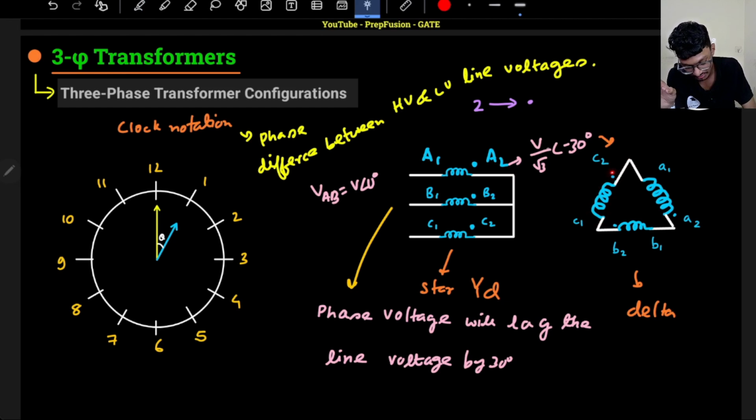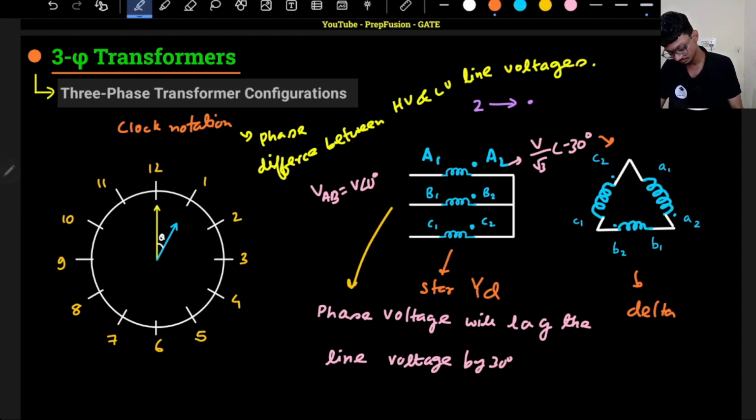So here the phase is again V by root 3 at minus 30, and the line voltage is again V by root 3 at minus 30. So what can I comment? Here the line voltage is V by root 3 at minus 30. There is a turns ratio, I'm ignoring it, I just want to focus on the phase difference right now. So what is the phase of the line voltage? That is minus 30. The line voltage of the high voltage winding was 0 degrees and the line voltage of the low voltage winding is minus 30. So the low voltage winding will lag the high voltage winding by 30 degrees.